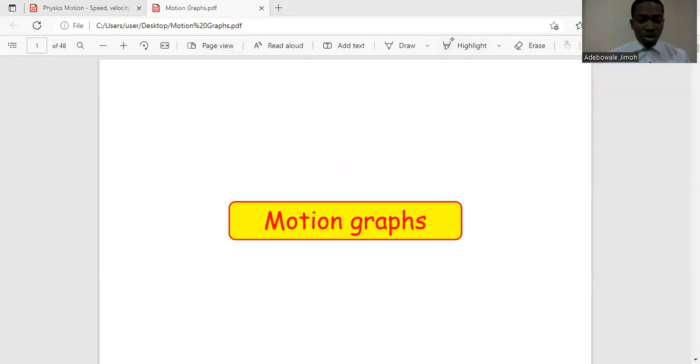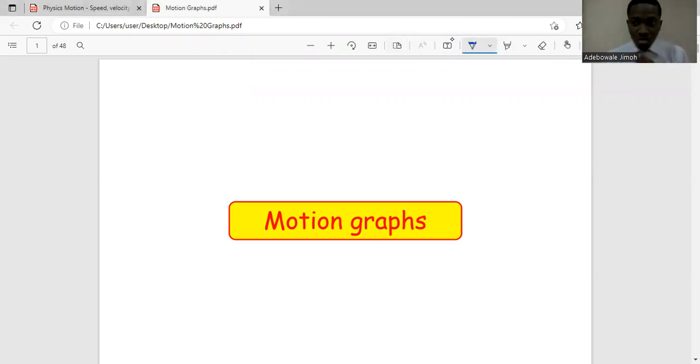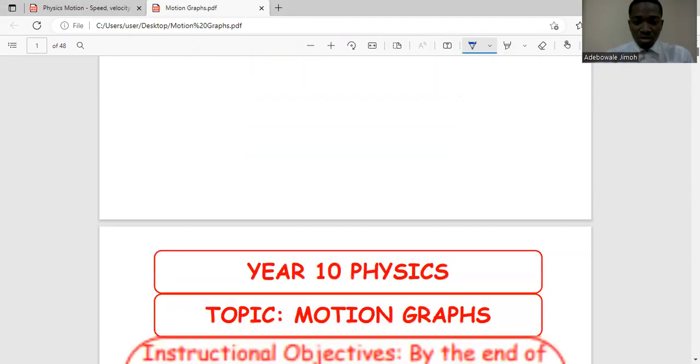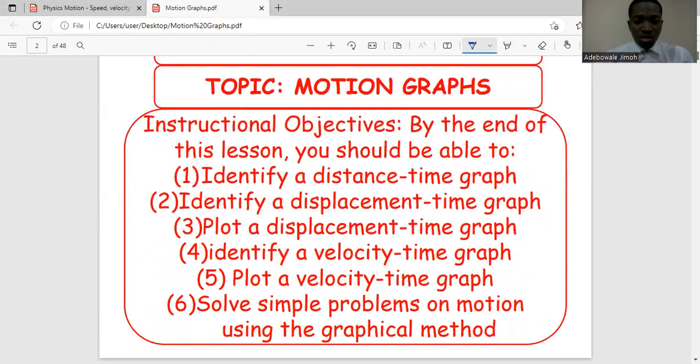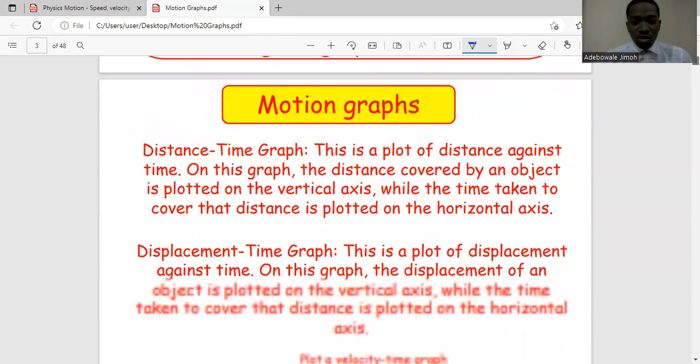Hello, today we'll be talking about motion graphs, which are a graphical representation of the motion of various objects. This is under the topic speed, velocity, and acceleration, and we draw graphs to represent the motion of various objects. By the end of this lesson, you'll be able to identify a distance time graph, identify a velocity time graph, plot each of those graphs, and solve questions on each of them.